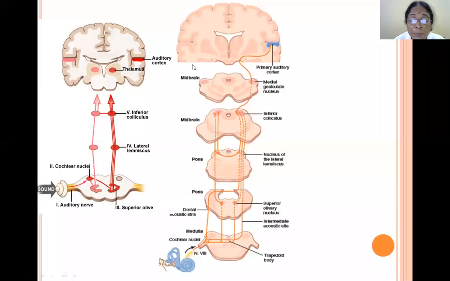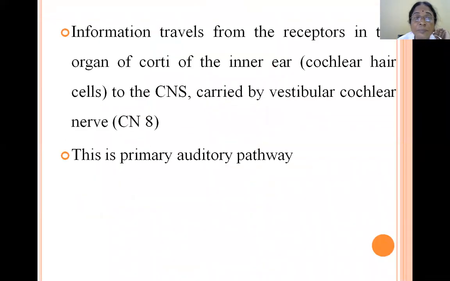And sometimes it might become an essay also, and sometimes a short note also. Therefore, theoretically also it's very important. And sometimes in viva you may be asked to trace out the auditory pathway. Yeah, let's see into the theory.